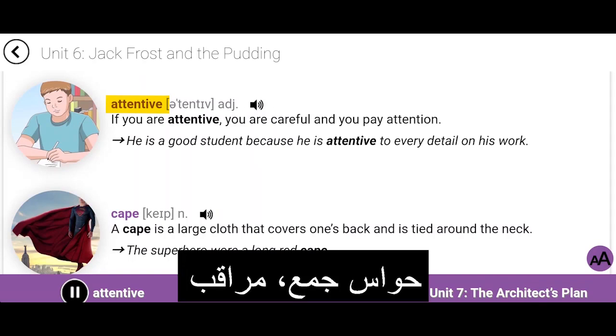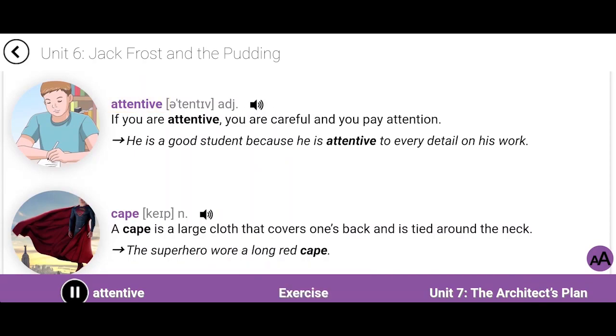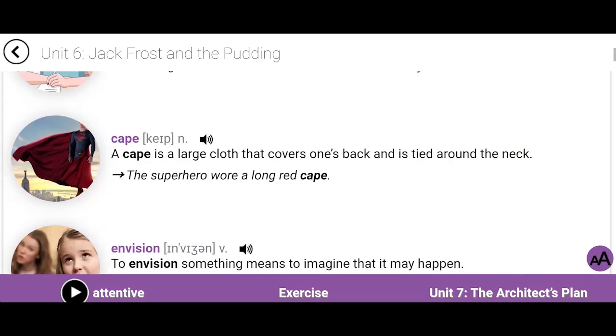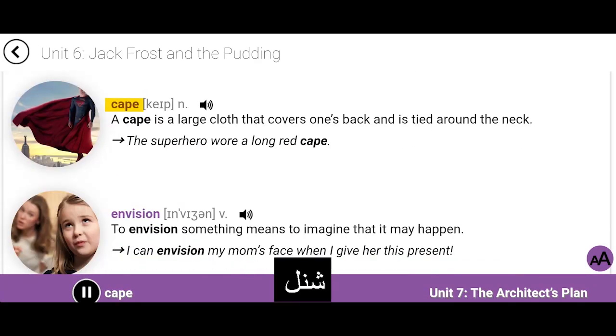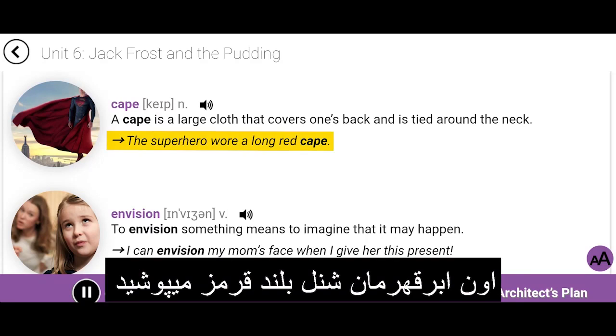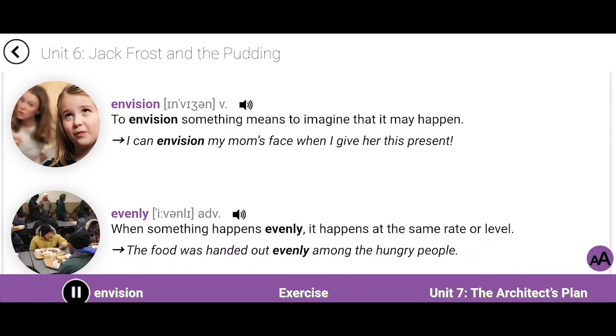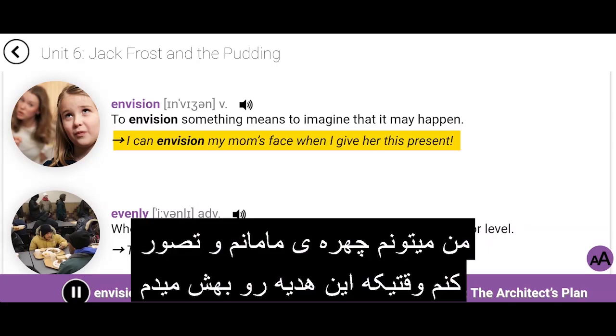Attentive. If you are attentive, you are careful and you pay attention. He is a good student because he is attentive to every detail on his work. Cape. A cape is a large cloth that covers one's back and is tied around the neck. The superhero wore a long red cape. Envision. To envision something means to imagine that it may happen. I can envision my mom's face when I give her this present.